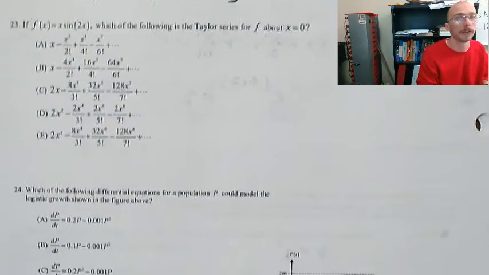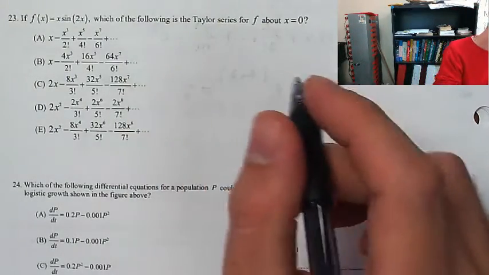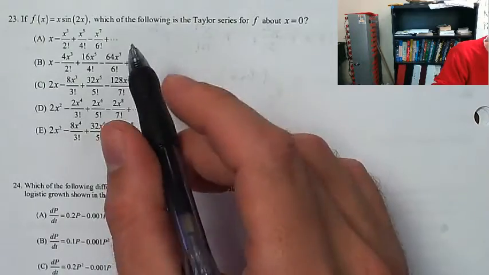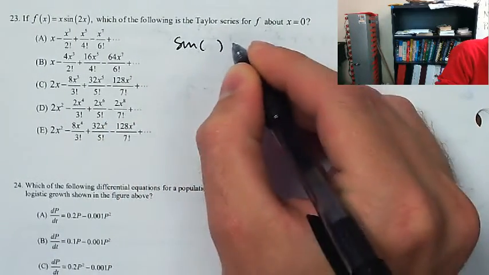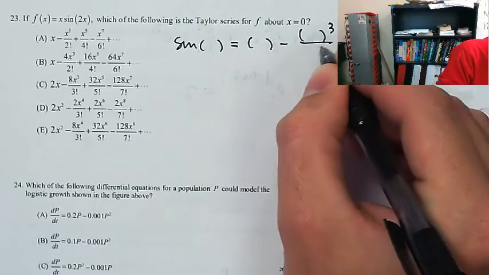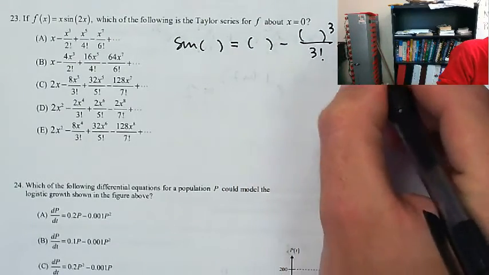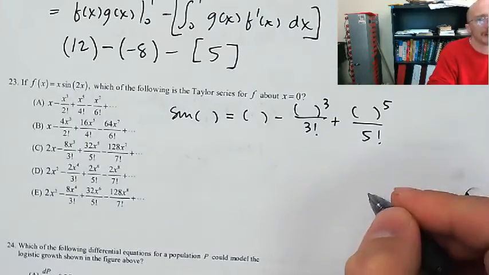X sine of 2x. Now this is a multiple choice question that I'm pretty sure I gave you on your most recent unit test, but that's okay. We can do it again. We're going to say, all right, what are we doing here? Oh, sine, yes. Sine of x equals x minus x to the 3 over 3 factorial plus x to the 5 over 5 factorial. I've got faith.